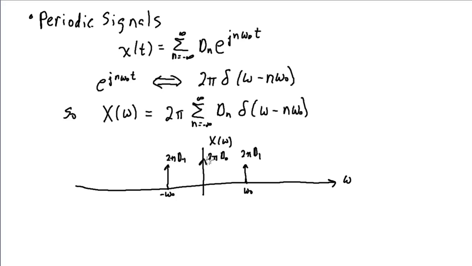Note that d_{-1} and d_1 are a complex conjugate pair when x(t) is a real signal, so these would have the same height. And then also at 2 omega_0 and minus 2 omega_0, the height or weight of these actually depends on the Fourier series coefficients, 2 pi d_2 and 2 pi d_{-2}, and then these would just continue on.